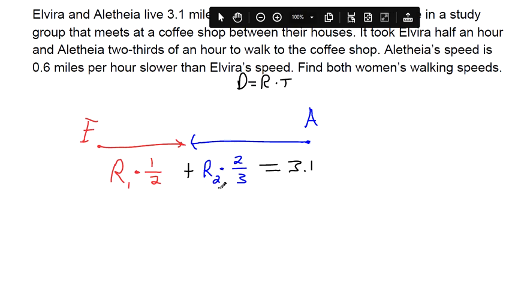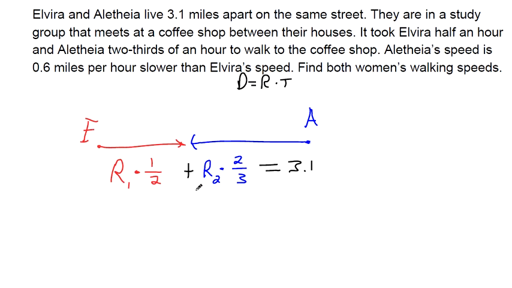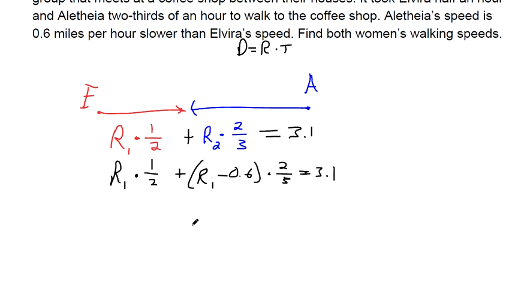Alethea's speed, which we let be r sub 2, is 0.6 miles per hour slower than Elvira's speed. So this is Elvira's speed. We're not going to replace that with anything because it's Alethea's speed that can be rewritten as Elvira's speed, just 0.6 miles per hour slower. Okay, Alethea's speed is Elvira's speed subtracted by 0.6 miles per hour because it's 0.6 miles per hour slower. Now we have an equation all with the same type of letter. It's all r sub 1. So now we can solve.